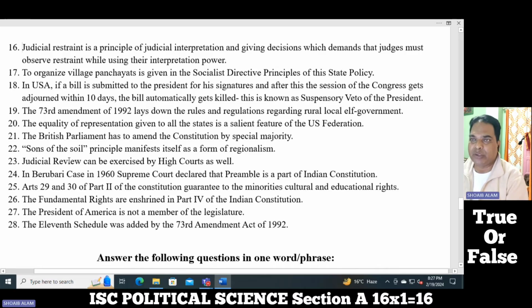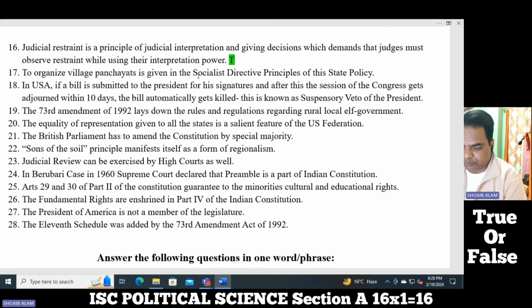Now, number 16. Judicial restraint is a principle of judicial interpretation and giving decisions which demands that judges must observe restraint while using their interpretation power. So it is true. They have to restrain themselves. If they keep on striking down all the laws, then the importance of the legislature will decline.